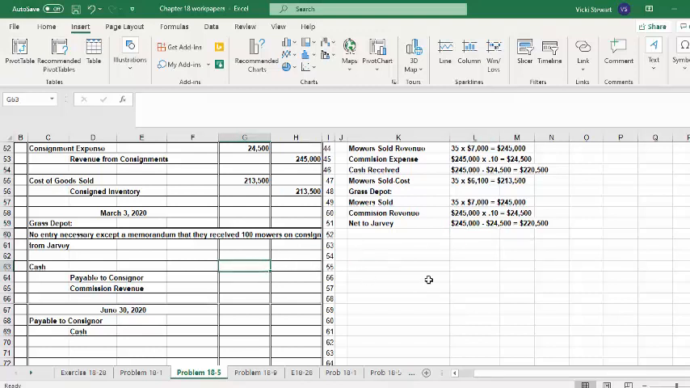So we would record the sale of the mowers by debiting cash for $245,000. We would credit the payable to the consignor of $220,500, and we would credit commission revenue for $24,500. And then on June 30th, we would remit the payable to Jarvie by debiting the payable to the consignor for $220,500 and crediting cash for the same amount. And that is the conclusion of the demonstration for problem 18.5b.